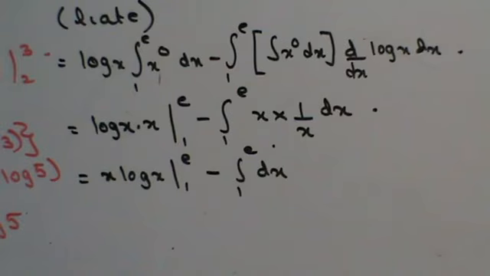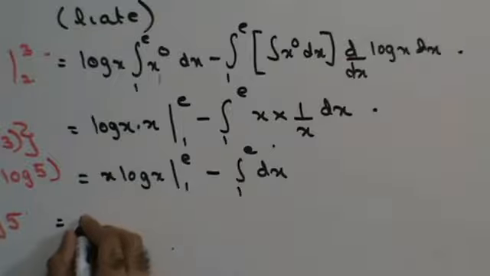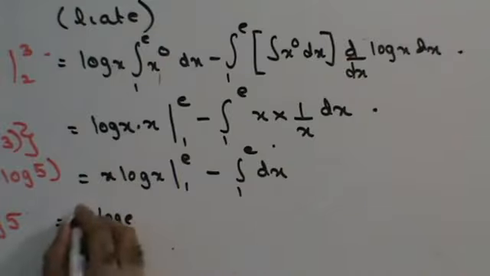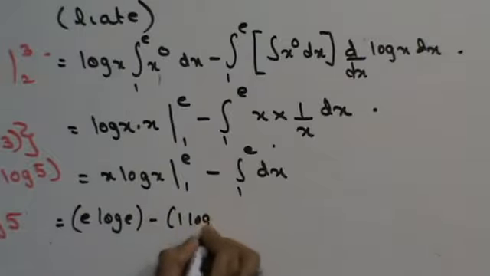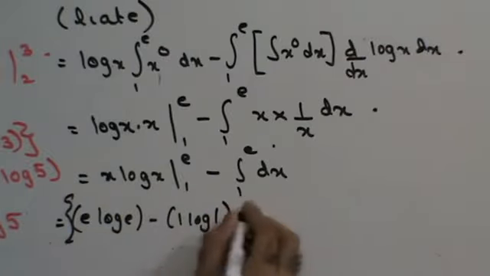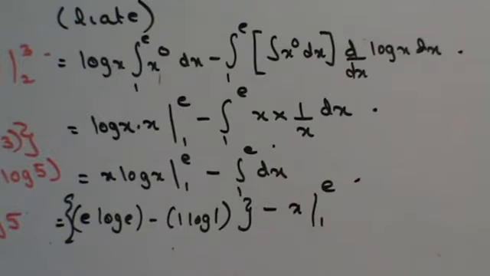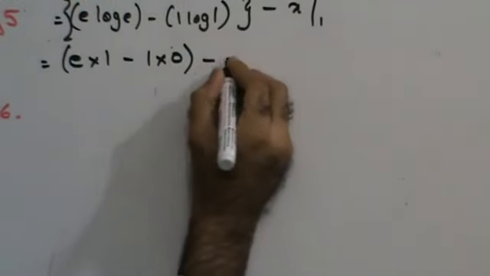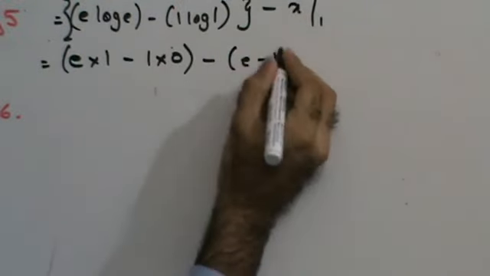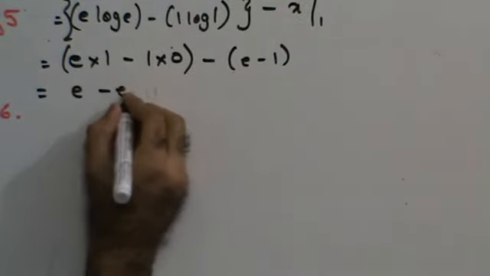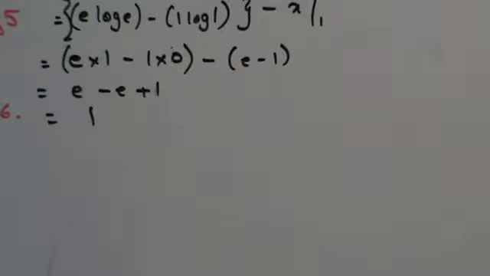Right? This can be written as upper limit minus lower limit, e log e minus 1 log 1, minus integral of dx is x when the limits are from 1 to e. Value of log e is 1, value of log 1 is 0, minus e minus 1. So this is e minus e plus 1, answer is 1. Next, let's see another sum.